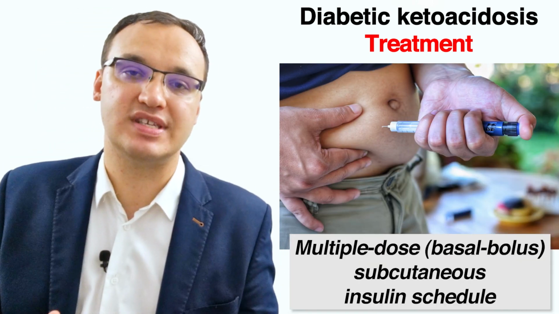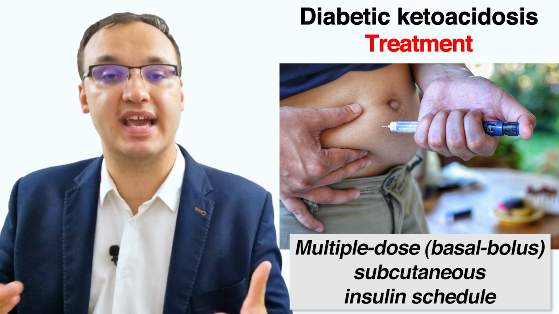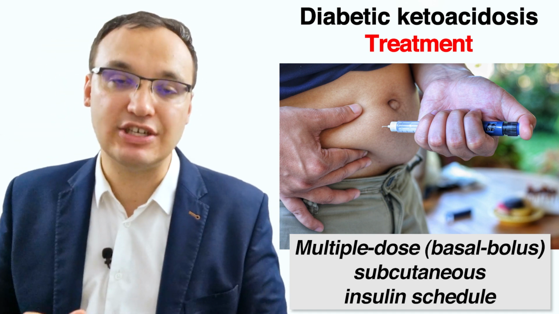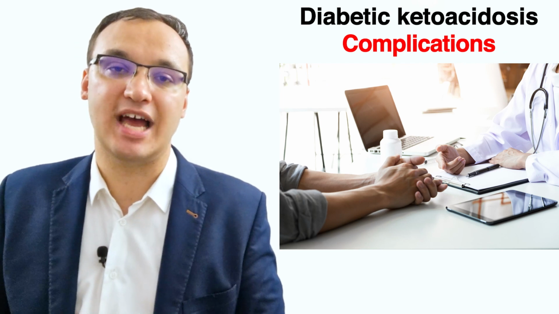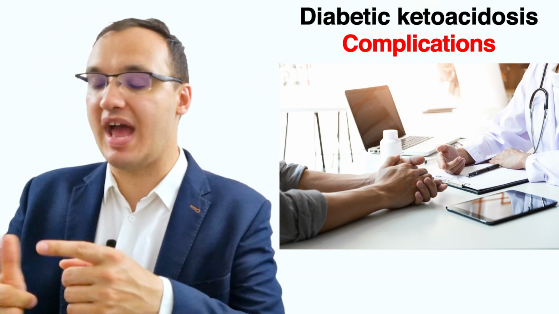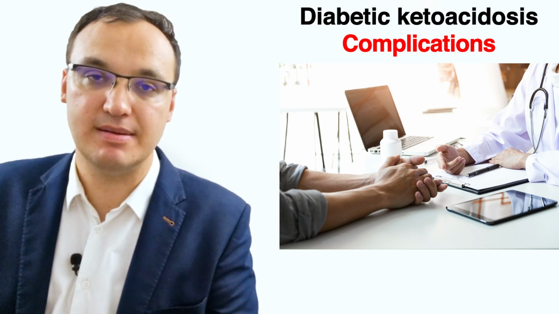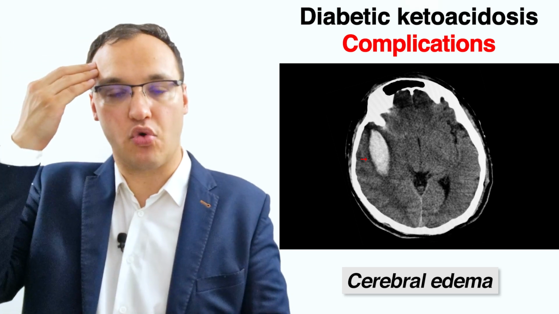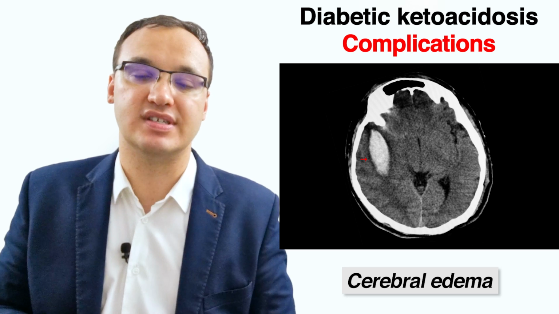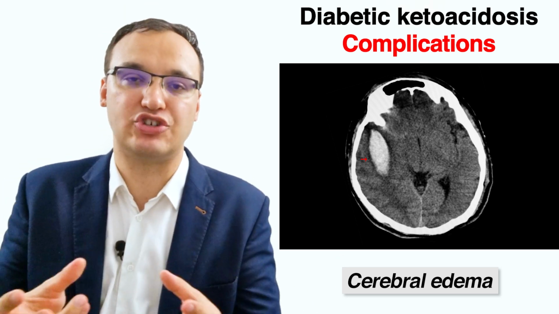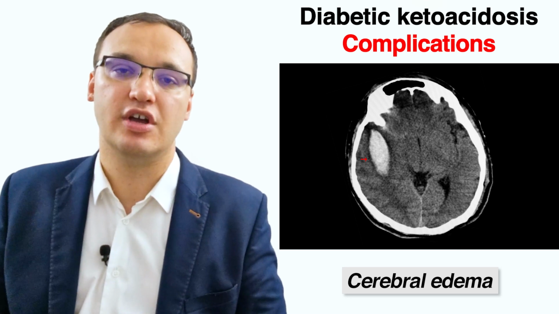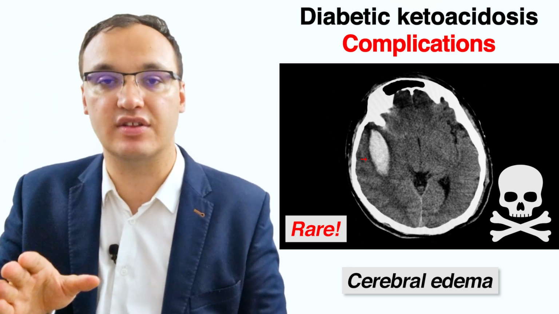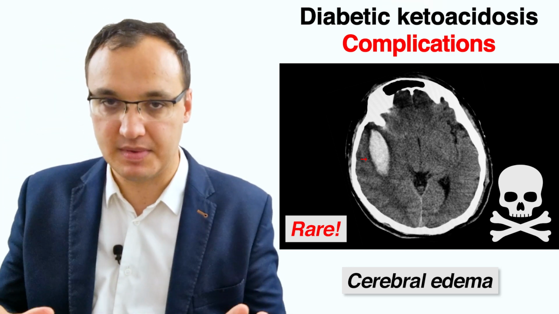And when the ketoacidosis has resolved and the patient can eat, it is often the case to initiate a multiple dose, so basal bolus, subcutaneous insulin schedule again. The complications in the treatment of diabetic ketoacidosis can include cerebral edema and pulmonary edema. Cerebral edema is an excess accumulation of fluid in the intracellular or extracellular space of the brain, and it typically causes impaired nerve function and increased pressure within the skull, and it eventually can lead to direct compression of the brain tissues and blood vessels. So it is rare in adults, but it is associated with very high rates of morbidity and mortality.